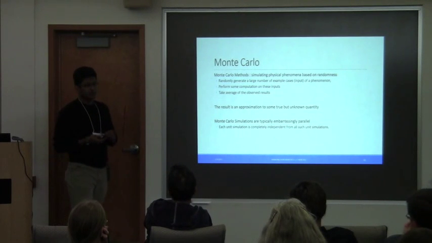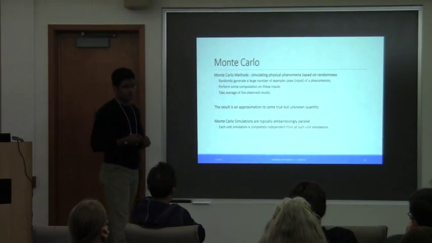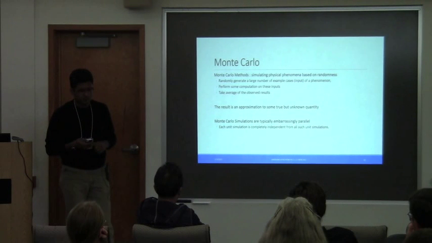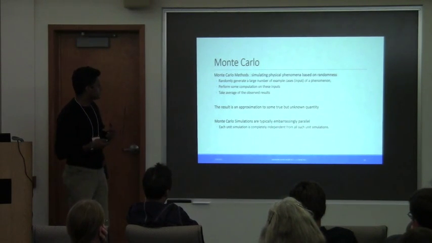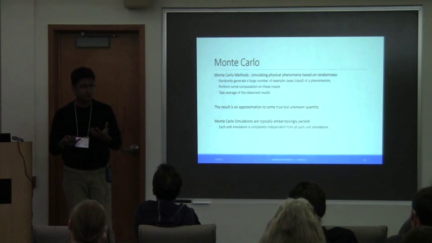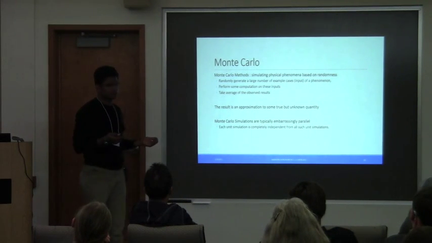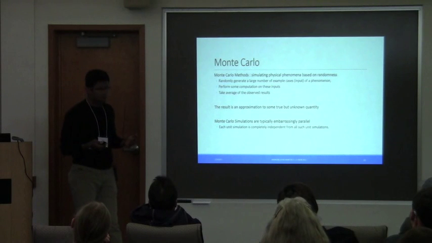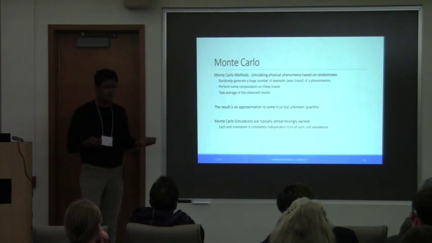The method to evaluate pi is Monte Carlo. It is a way of simulating physical phenomena using randomness. The method is you generate a large sample of input data using randomness, evaluate a value using those inputs, and finally you get the average of the results. The results are an approximation of a true but unknown value.